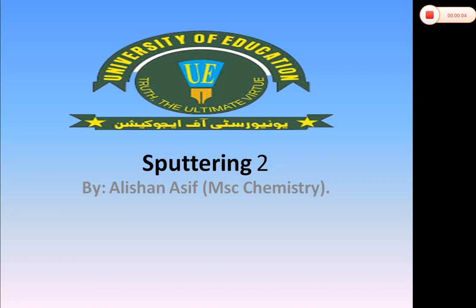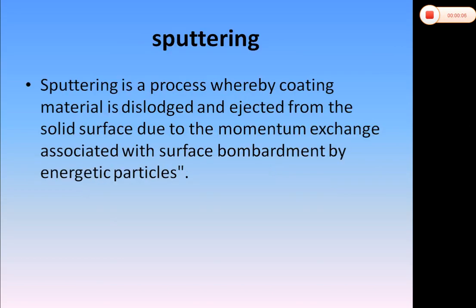This is Alishan Asif, and today in this lecture we will study sputtering, the basic mechanism of sputtering, and also we will discuss the factors affecting sputtering. First of all, I want to remind you from our previous lecture what sputtering is. Sputtering is a process whereby coating material is dislodged and ejected from the solid surface due to the momentum exchange associated with surface bombardment by energetic particles.